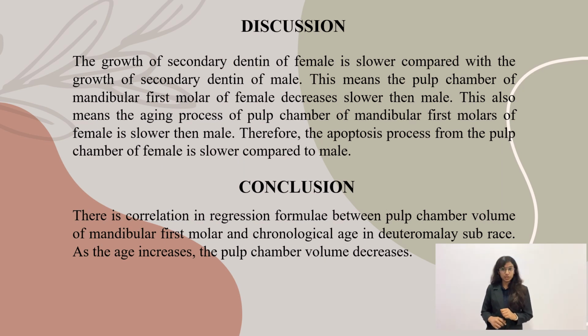As a conclusion, there is a correlation in the regression formula between pulp chamber volume of the mandibular first molar and chronological age in the Deuteromalay subrace. As the age increases, the pulp chamber volume decreases.